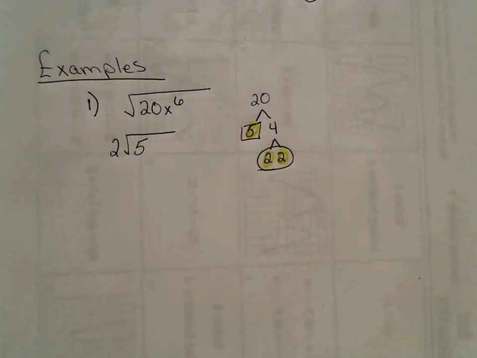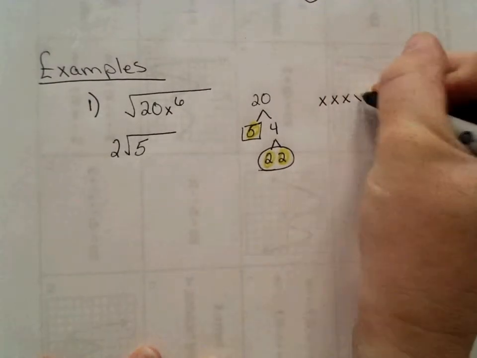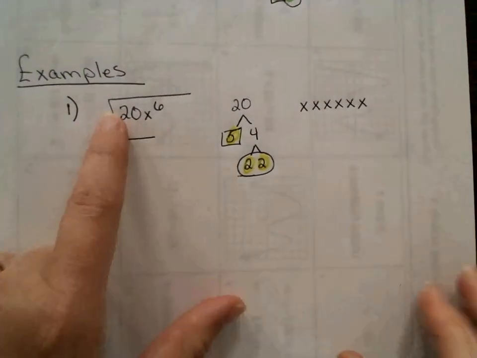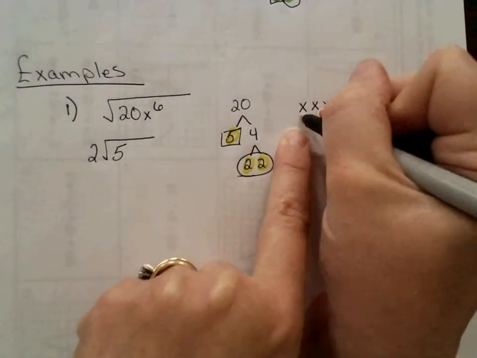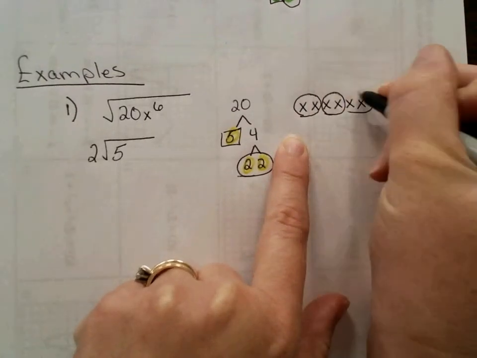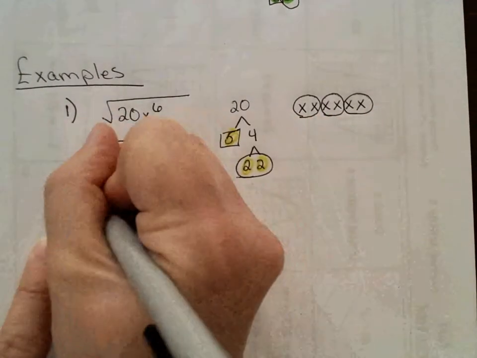Okay? Now, what does x to the 6 mean? How many x's do I have there? 6. Okay, so if I think about that, I have 1, 2, 3, 4, 5, 6. Okay? This is a square root. We made groups of 2. So if I group these together, here's 1, 2, 3. So on the outside, I would have 2x.